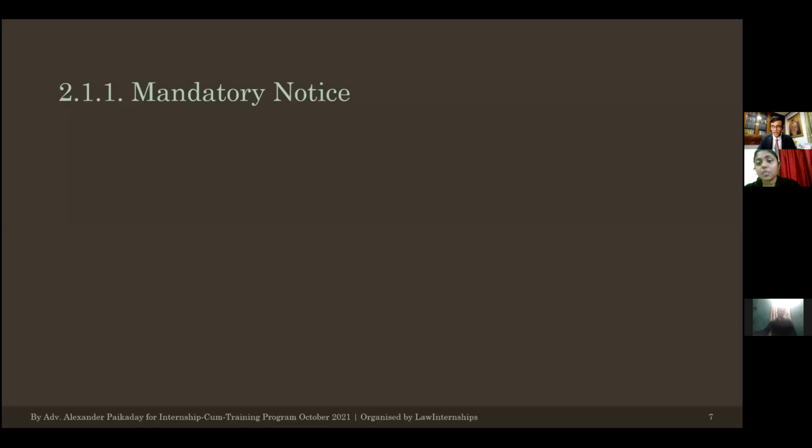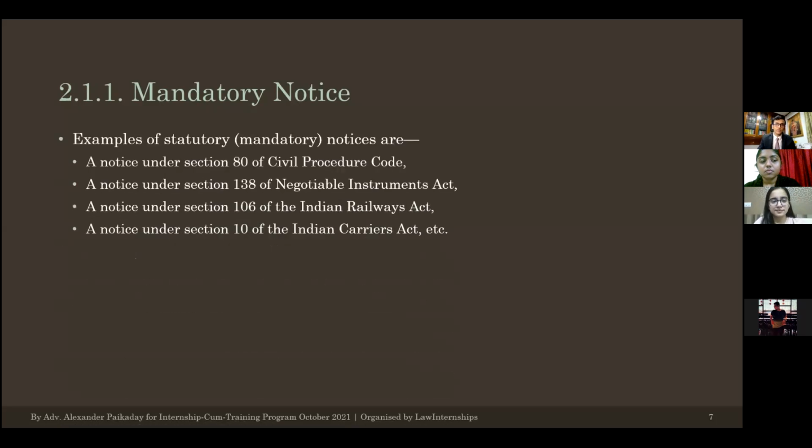Where a party who is under an obligation to comply with the provisions regarding mandatory notices fails to comply, then a legal action initiated by such party also fails. In such matters, mandatory notices are sent. Now, an illustration for the same are a notice under Section 80 of the CPC, a notice under Section 138 of the Negotiable Instruments Act, a notice under Section 106 of the Indian Railways Act, a notice under Section 10 of the Indian Carriers Act, etc.